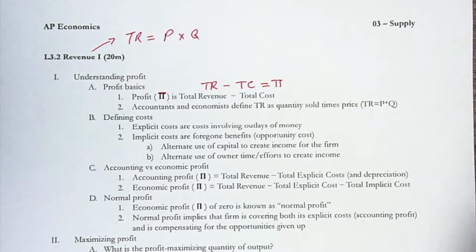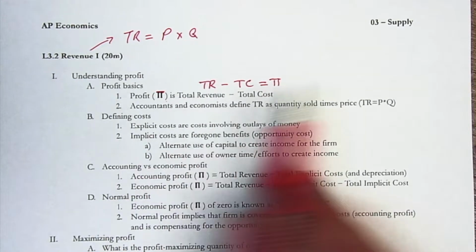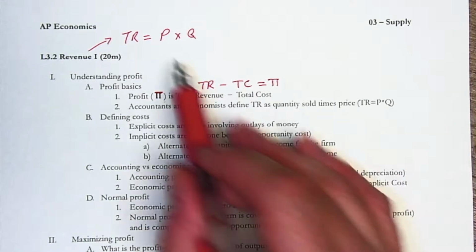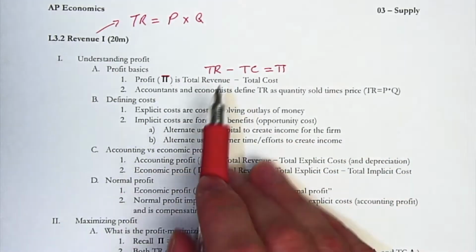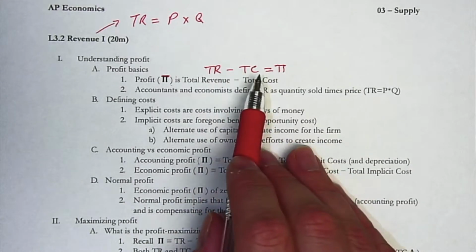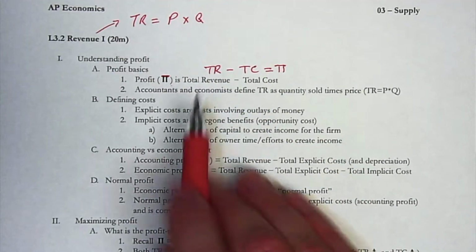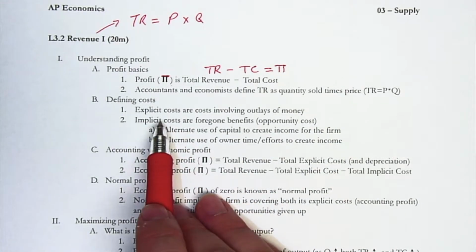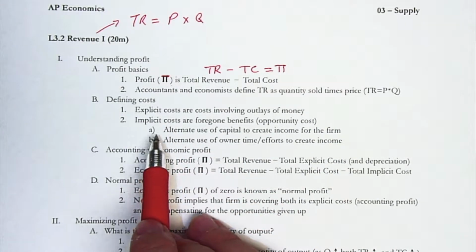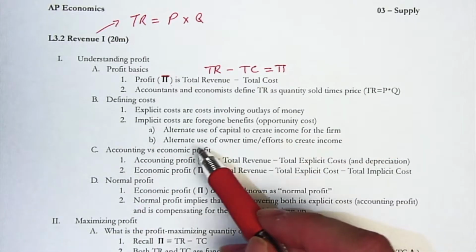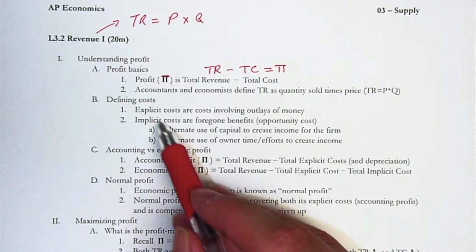That's all that is. And accountants and economists are going to define total revenue generally as quantity sold times the price. So we have that up here. Now, in order to figure out the other piece of this, if we figure out total revenue, we have to figure out total cost. We have to talk about what costs are. So there are two kinds of costs, and in this class, we're going to be concerned with both kinds. Now, accountants are only going to be concerned with one kind, and I'll talk about that in just a second. But really, there are two kinds of costs, and we're going to care about both.